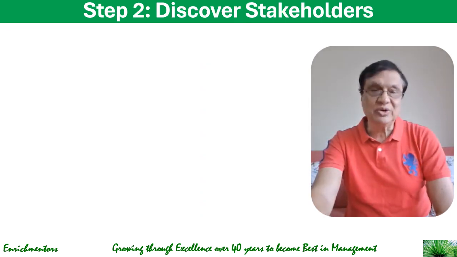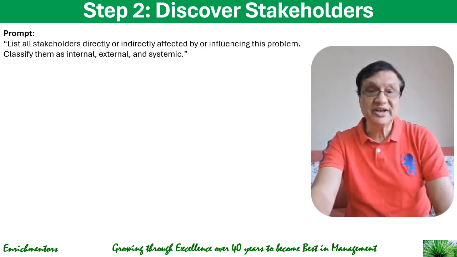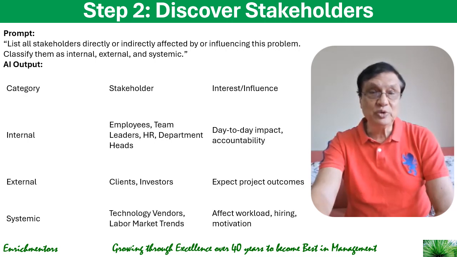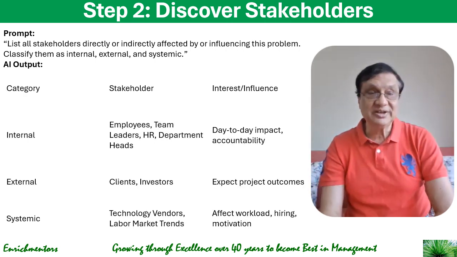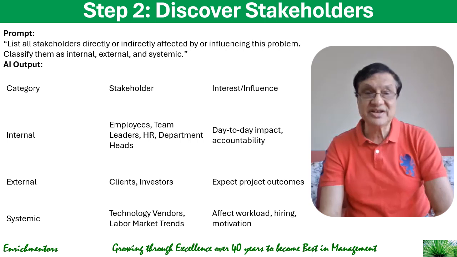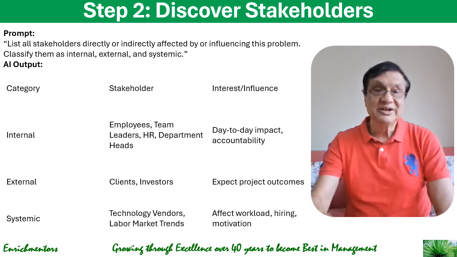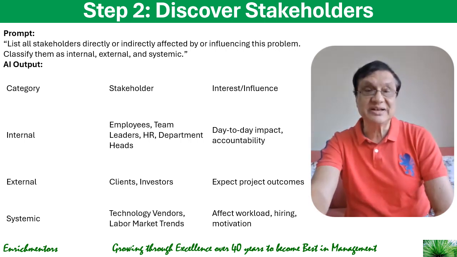Then you discover stakeholders. You ask AI, by giving a prompt again, to list all stakeholders which are directly or indirectly affecting or influencing this problem. And you also ask it to classify them as internal, external, or systemic. And the output could look something like this. It gives you all three categories and the stakeholders there, what interests they have, and how they influence. So that's how you get the second step done.